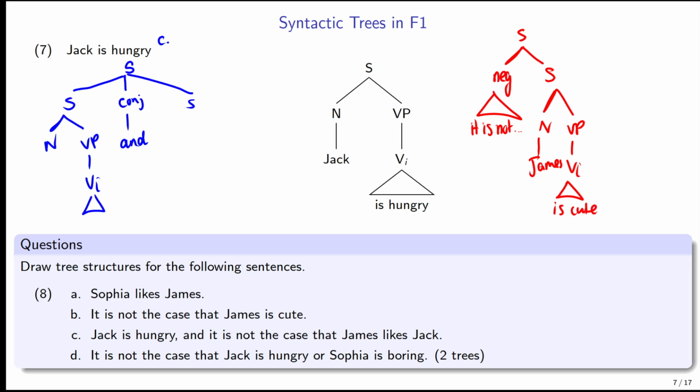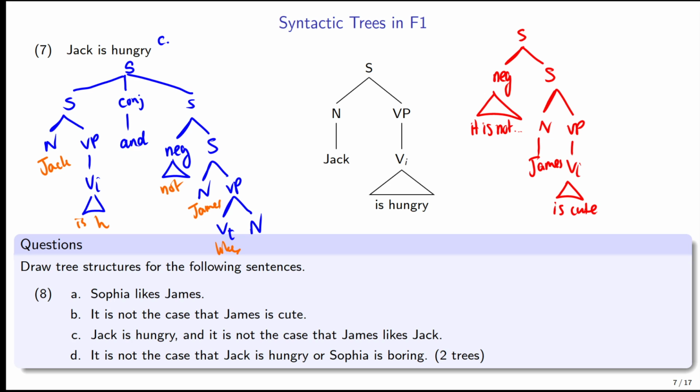And it is not the case that James likes Jack. Okay, so that second sentence will break into a negation and a sentence. So negation is going to be, it is not the case that, and then James likes Jack, well, we'll have a noun subject, a verb phrase. The verb phrase will break into a transitive verb, and the noun object, Jack. So I guess I can write a few of these out. Jack is hungry, and it is not the case that, and then what is this? This is James, this is likes, and this is Jack.